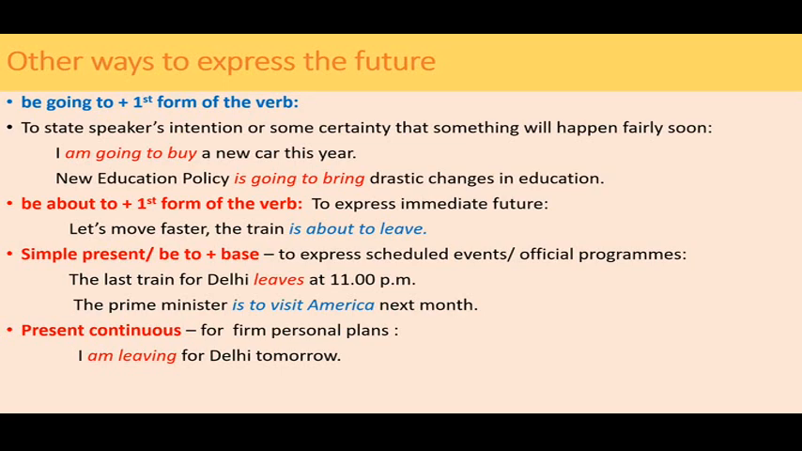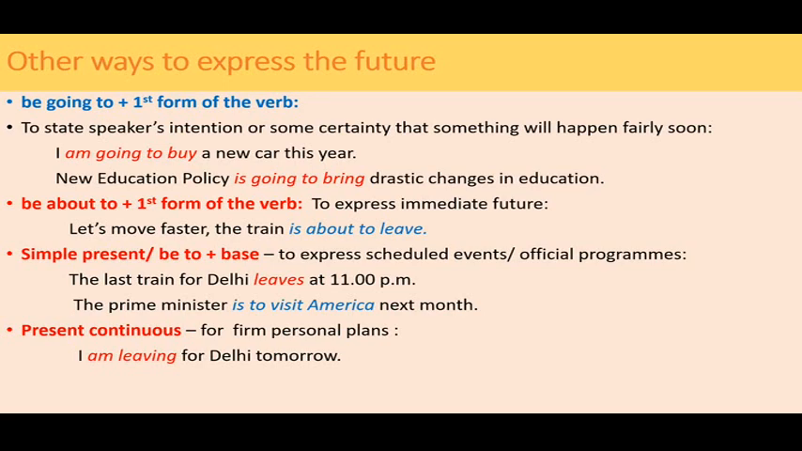Simple present tense is also used to express scheduled events or official programs. For example, the last train for Delhi leaves at 11 p.m. Here we have used the first form of the verb, that is simple present tense, and it shows a scheduled event, a scheduled program that has been decided officially. That train will leave at 11 p.m., the last train.